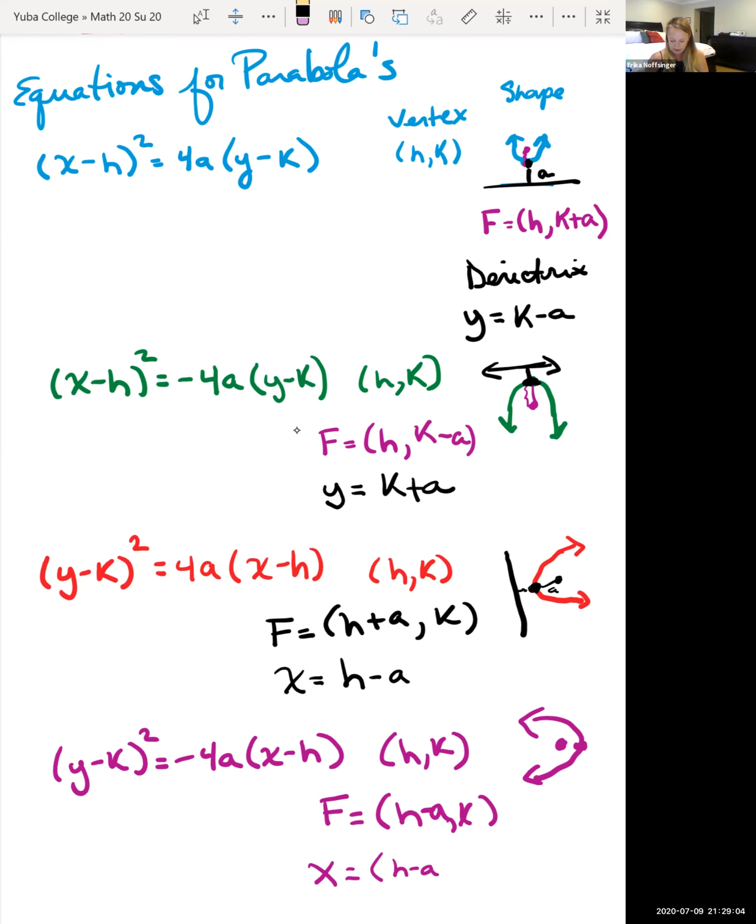And then for our directrix, it's a vertical line. The parabola is always facing away from the directrix, going towards the focus. This directrix, it's a vertical line. Again, we can find out what that x value is by adding a to the x value of your vertex. So this would be the line h plus a.